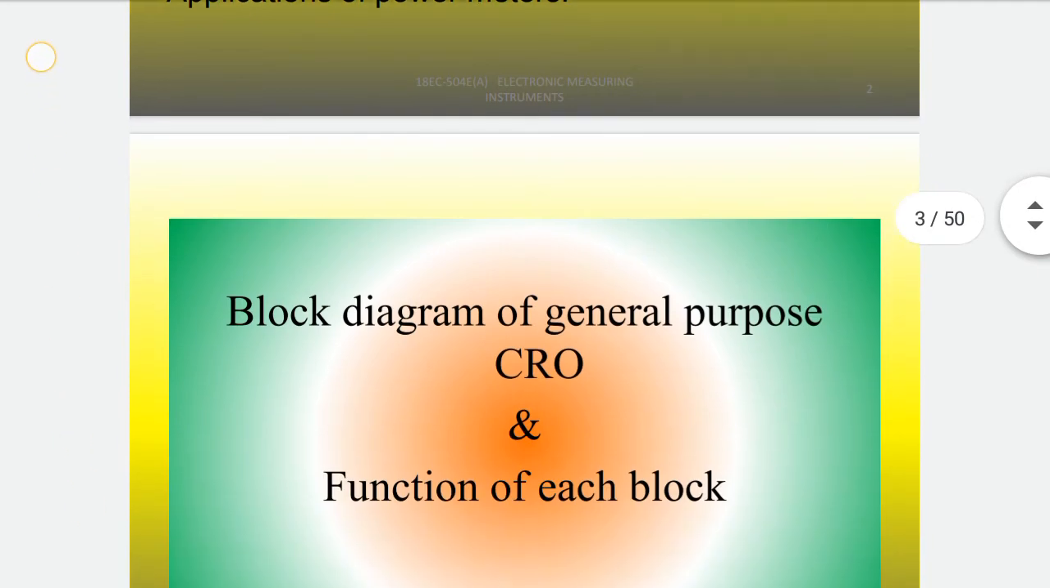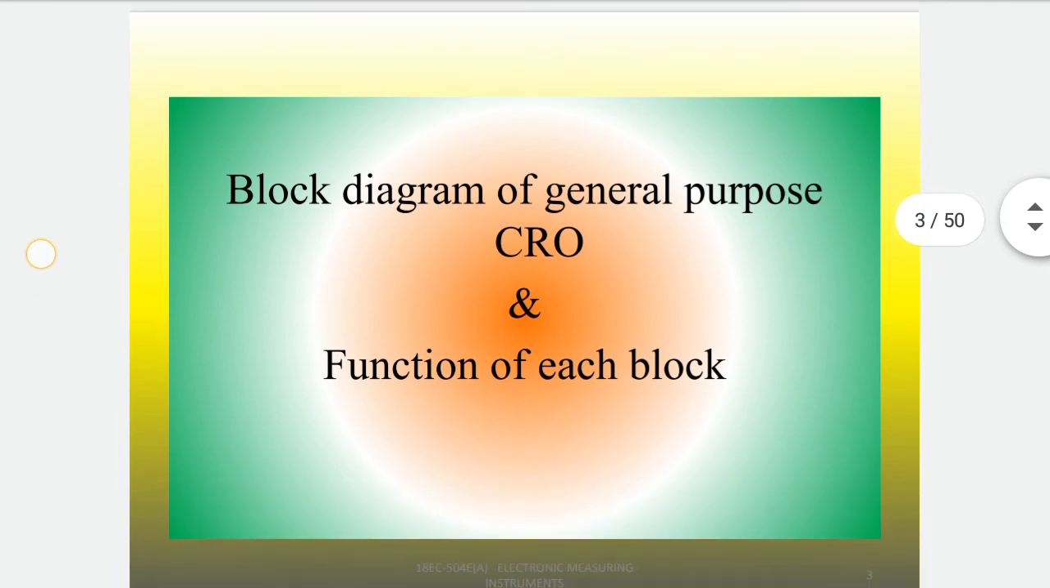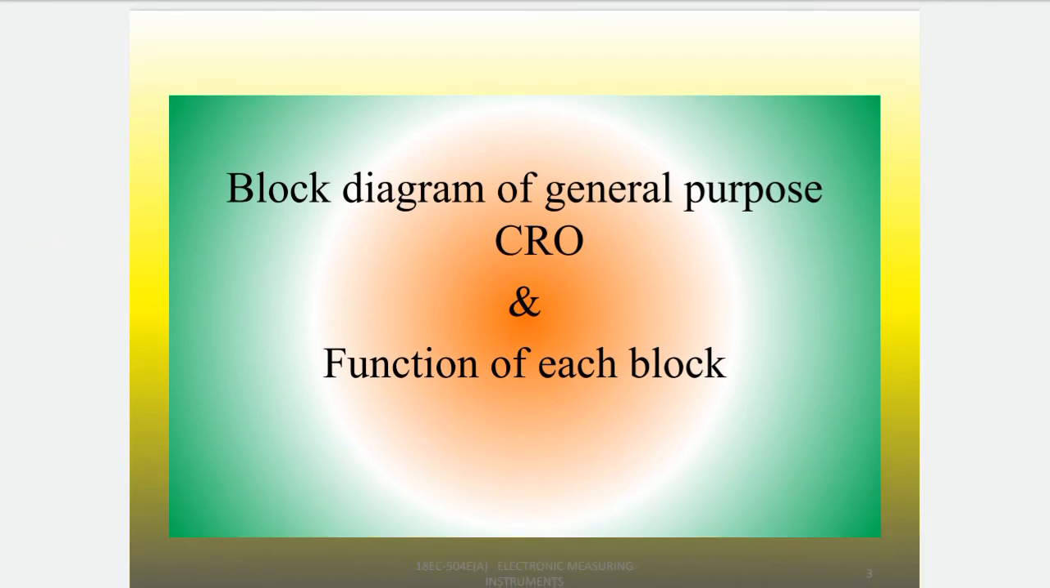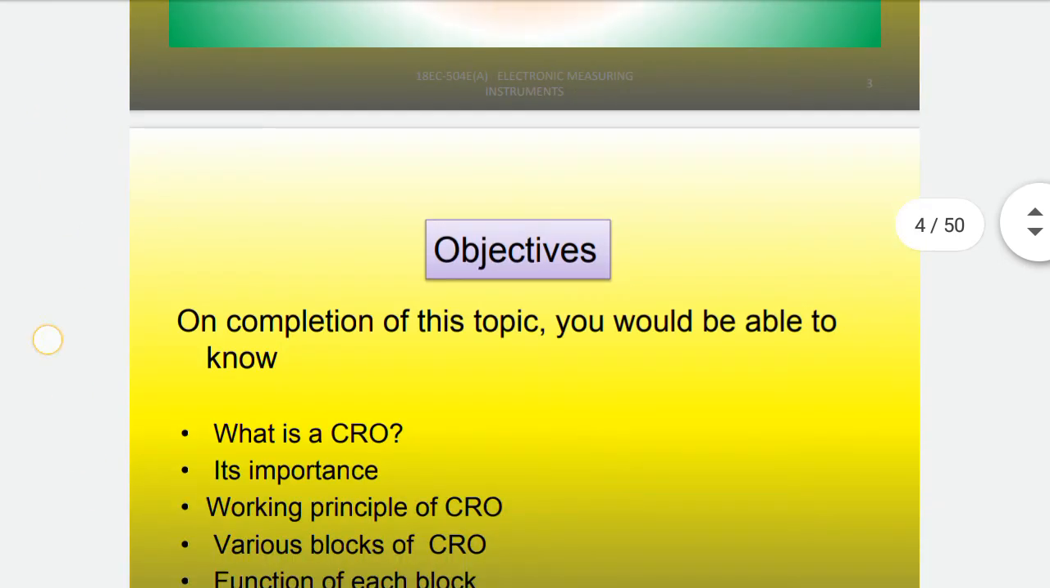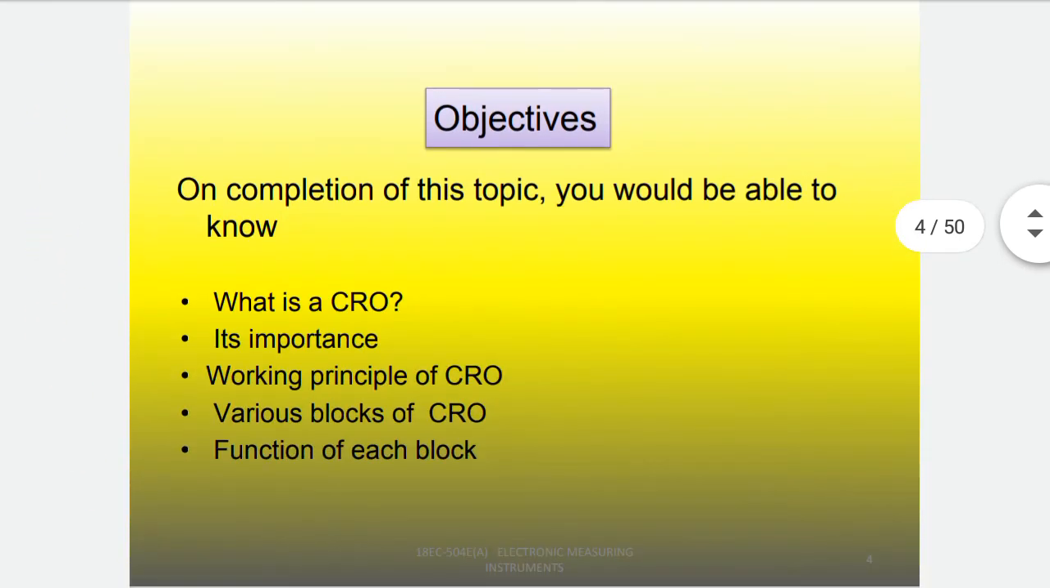In today's class, the focus of my presentation is block diagram of general purpose CRO and function of each block. On the completion of this topic, you would be able to know what is a CRO and its importance, working principle of CRO, various blocks of CRO, and function of each block.